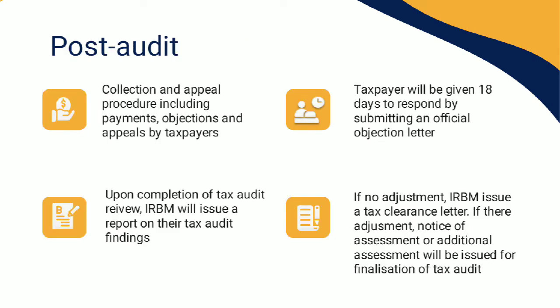The last stage is the post-audit stage, whereby activities involved are collection and appeal procedure, including payments, objections, and appeals by taxpayers. Upon completion of the tax audit review, the IRBM will issue a report on their tax audit findings. The taxpayer will be given 18 days to respond by submitting an official objection letter together with additional supporting documents and evidence. If there is no adjustment, IRBM will issue a tax clearance letter to the taxpayer. If there is adjustment, a notice of assessment or additional assessment will be issued for the finalization of a tax audit.